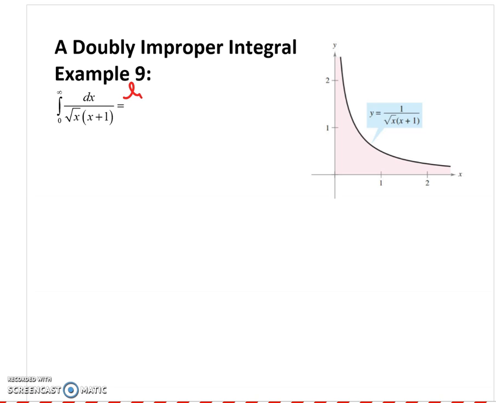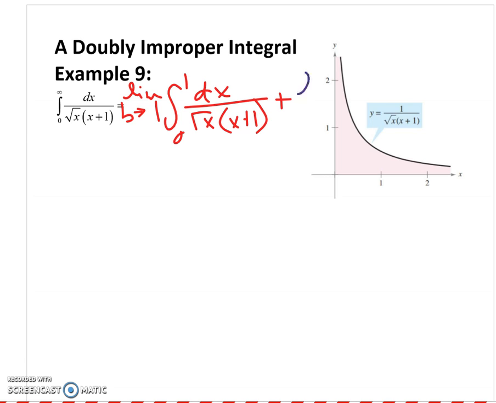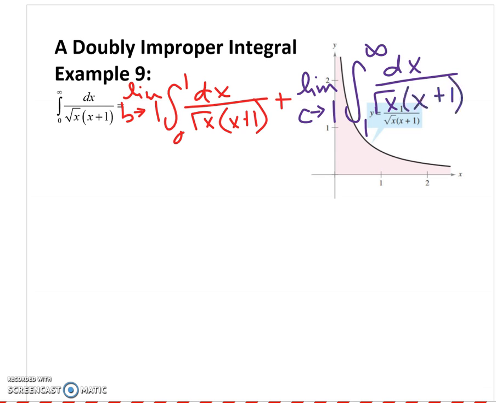So I would do the limit as b goes to 1 of the integral from 0 to 1 of dx over the square root of x times x plus 1, and then add to that the limit as c goes to 1 of the integral from 1 to infinity of dx over the square root of x times x plus 1.